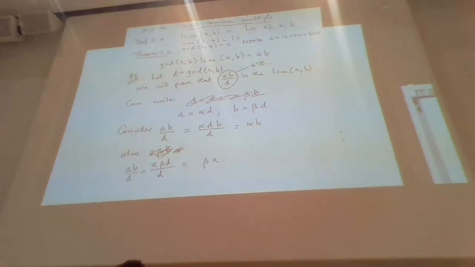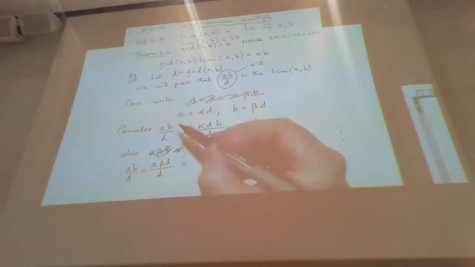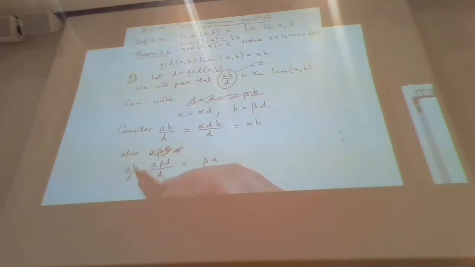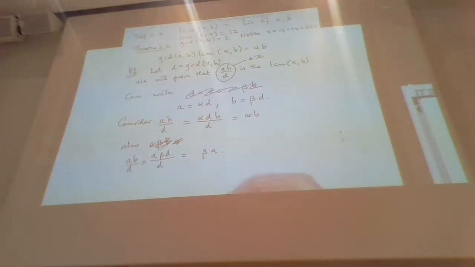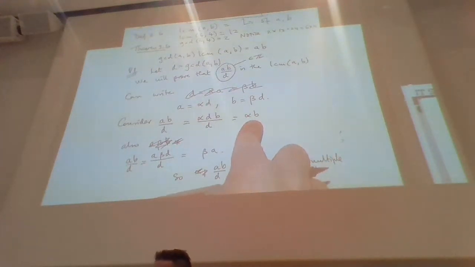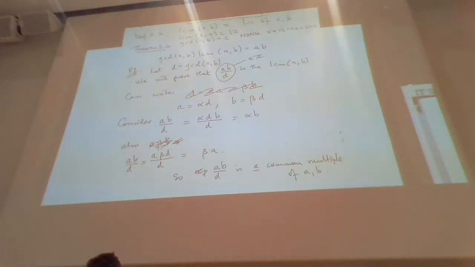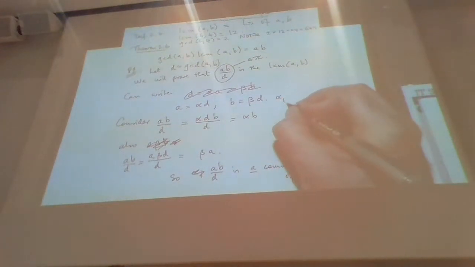So what we've seen there, why are we doing that? Now this same quantity, AB over D, it's simultaneously a multiple of B and A. So that shows it's a common multiple. AB over D is a common multiple. We've shown it's a multiple of B and a multiple of A. Alpha and beta are integers, of course.